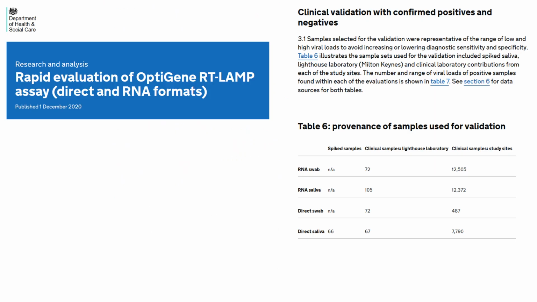Another example from a UK study is looking at validation of the RT-LAMP test, the Optogene RT-LAMP test. And in the government report for this test, when you look at the samples which are used in this clinical validation, you actually note that they've included spike samples.